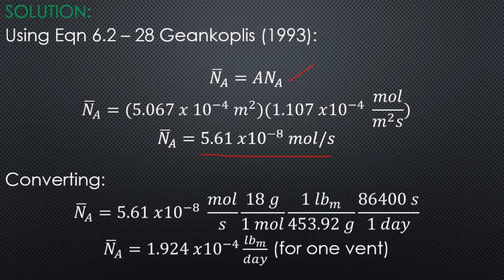We then convert the unit mole per second to pound mass per day, as these are the units required. We use the molar mass of water at 18 grams per mole, conversion factor for gram to pound mass, and conversion factor for second to day. Finally, we have the mass flow rate at 1.92 times 10 to the negative 4 pound mass per day. We note that this is for one vent only.